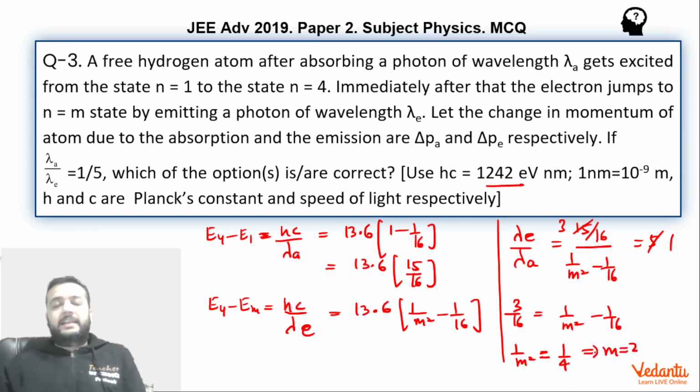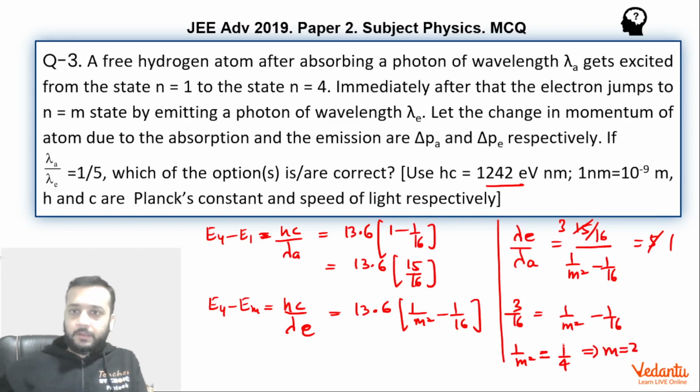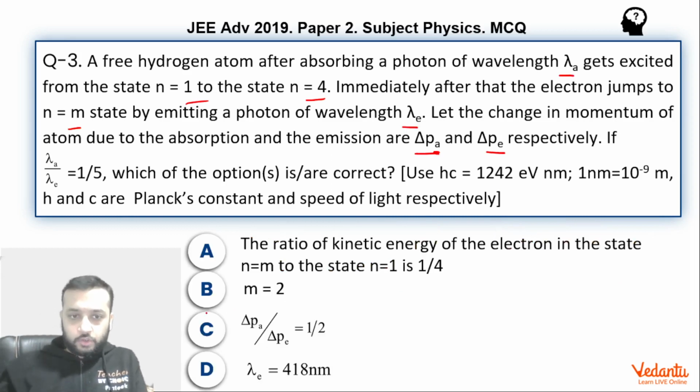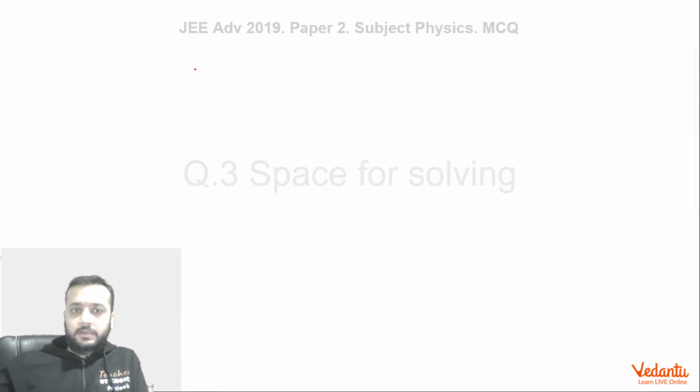That means it has jumped back to the second state. Okay, it has jumped back to the second state. So option B is correct. Option B is correct, and hence we can also find the ratio of the kinetic energy in the state n equals m to n equals 1, because m is 2. The kinetic energy value is 13.6 by m square, so m square means 2 square, okay.